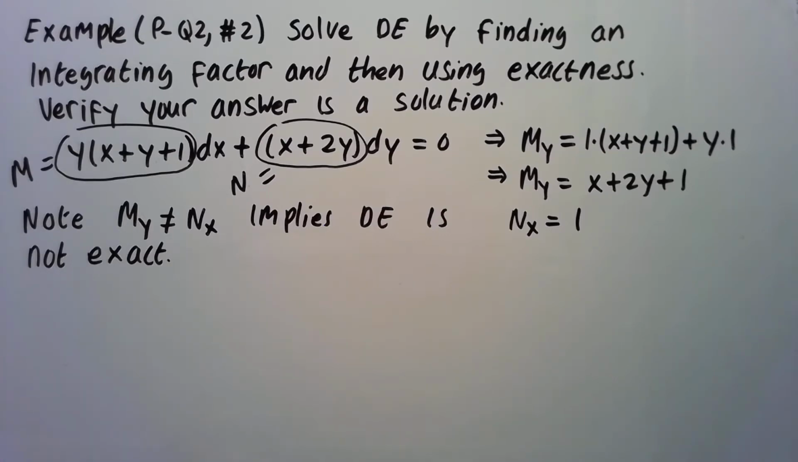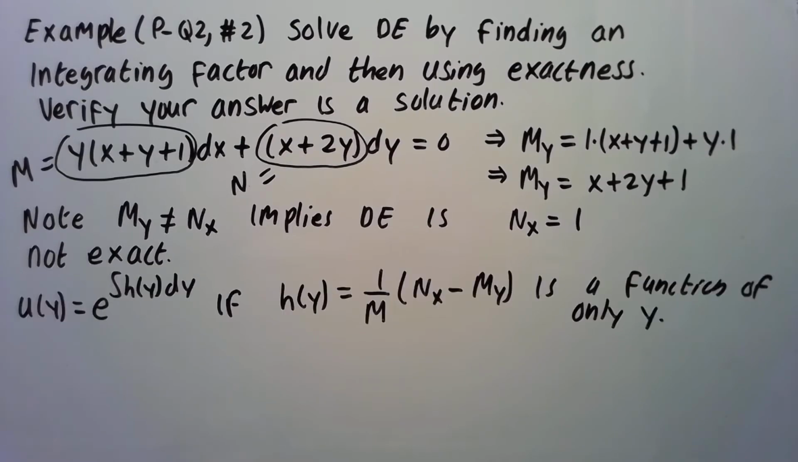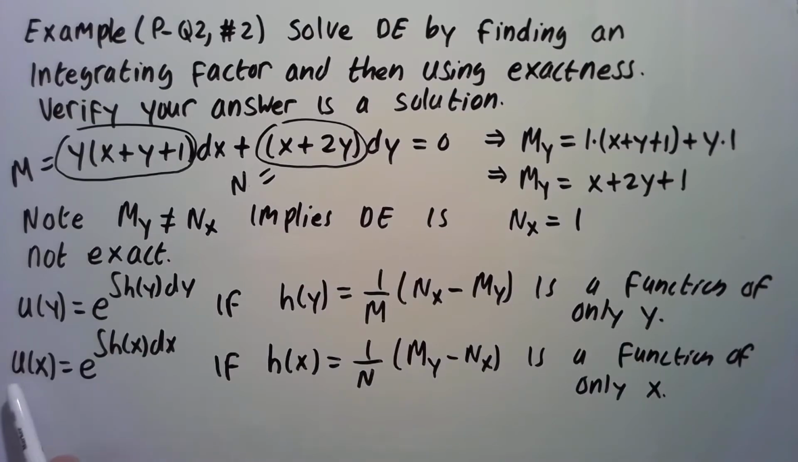There are 2 cases we need to check here, so let me write the 2 cases. Our first case is the integrating factor is mu of y, which equals e to the integral of h of y dy, if h of y equals 1 over M times (N_x minus M_y) is a function of only y. And the second case we need to check is the following: the integrating factor is a function of x, equal to e to the integral of h of x dx, if h of x equals 1 over N times (M_y minus N_x) is a function of x only. So let's check the h of y one first.